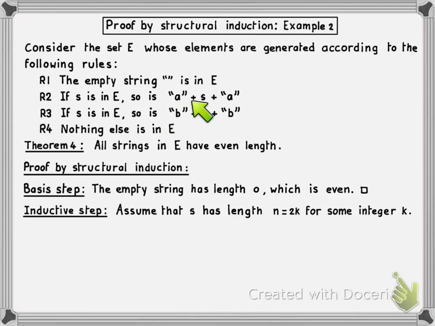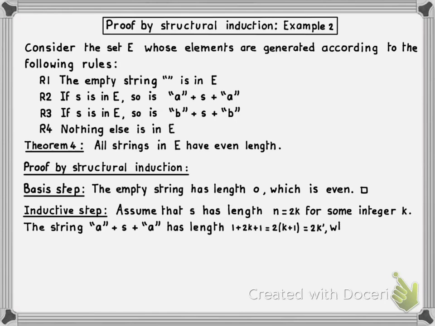So what's the length of this string? Well, it's going to be the length of that string plus the length of this one plus the length of this one. The length of this one is 1, the length of this one is n, and the length of this one is 1. So in other words, this string has length equal to 1 plus 2k plus 1, which is of course 2k plus 2. We can factor this out as 2 times k prime, where k prime is the integer k plus 1. This expression here proves that the length of this string is even, which is what we wanted to prove.